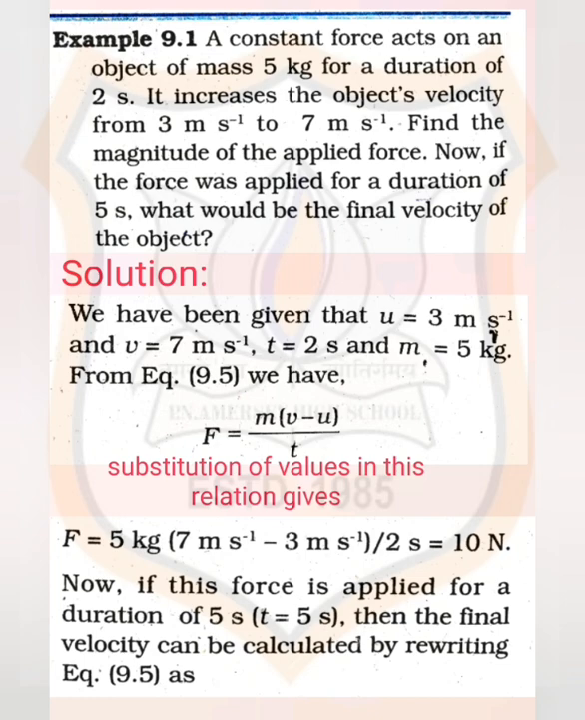What we have been given here is that the object increases its velocity from 3 meter per second to 7 meter per second. Therefore 3 meter per second will be the initial velocity, that is u, and it increases up to 7 meter per second. Then final velocity v will be 7 meter per second. And in the first case, the time period is 2 seconds, and the mass of the object is 5 kg.